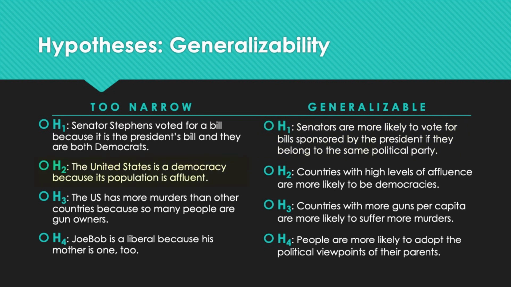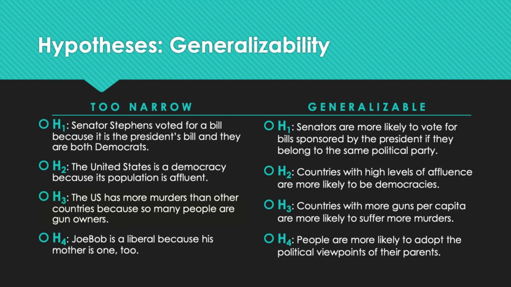Second, the United States is a democracy because its population is affluent. Okay, if you say so. That doesn't really tell me much about the relationship between affluence and governmental regimes. It just tells me that one thing is happening in one country. Why do we care about that? Instead, a better hypothesis would suggest that countries with high levels of affluence are more likely to be democracies. So that's great. So we could really analyze the relationship between how affluent a population is and whether or not that's correlated in any way with the political regime.